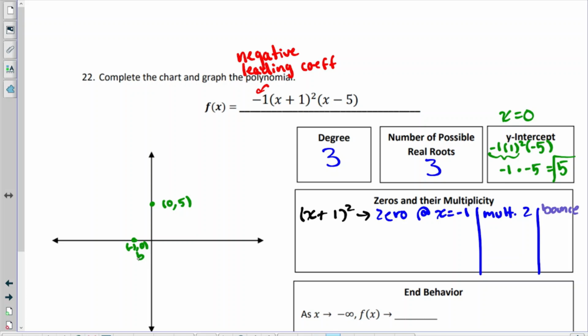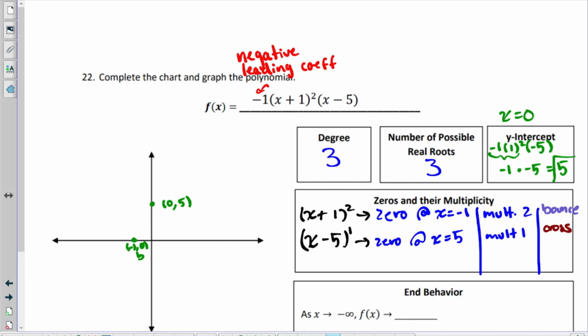Okay. And then my other zero, x minus 5 to the first power. That means there's a zero at x equals 5 with a multiplicity of 1 this time. And because that is an odd multiplicity, that means I'm going to cross through.